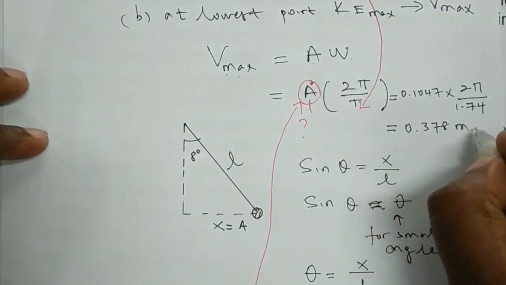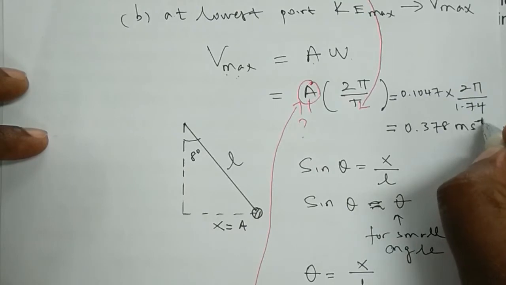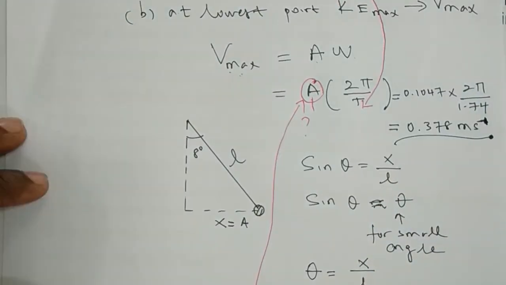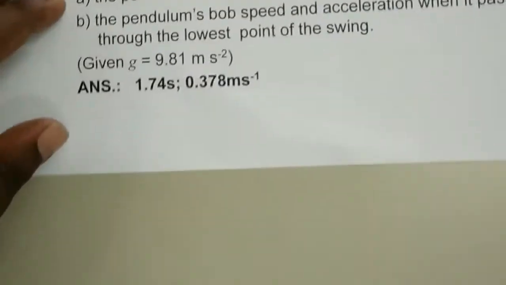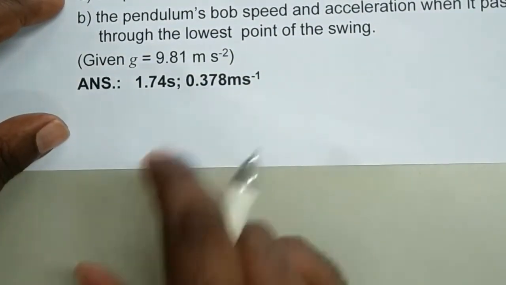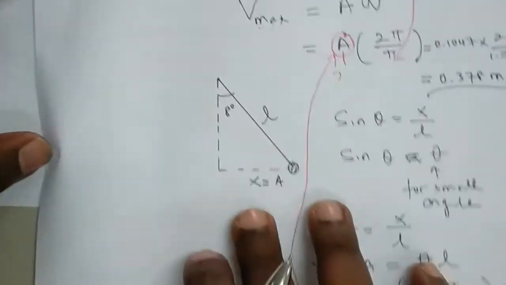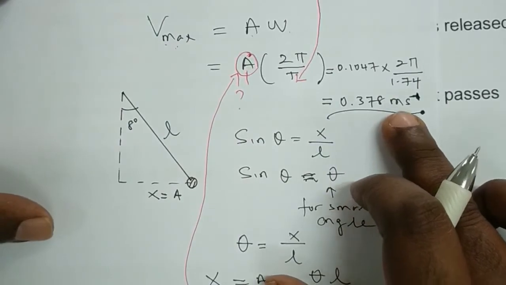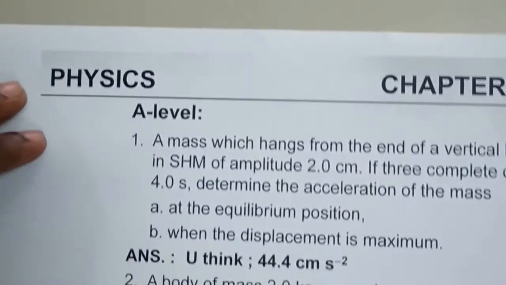0.378 meter per second. So the answer is given 0.378 meter per second. So this is going to be the final answer. Let us try to solve this problem.